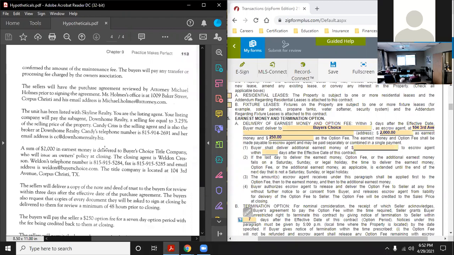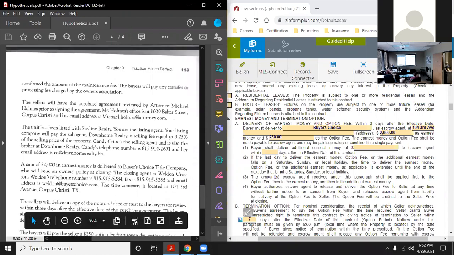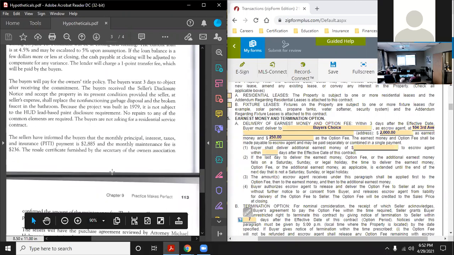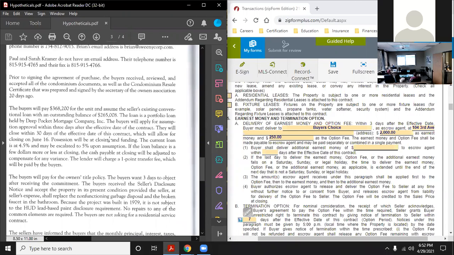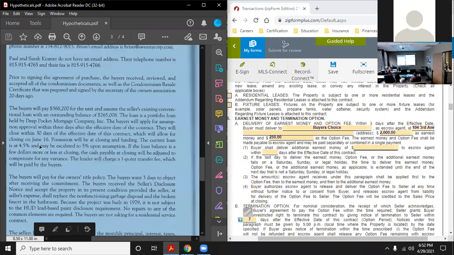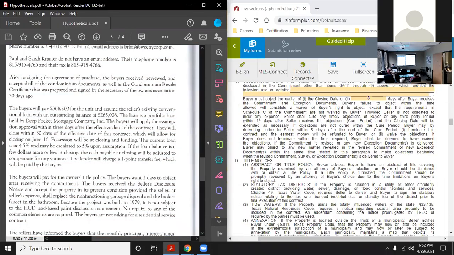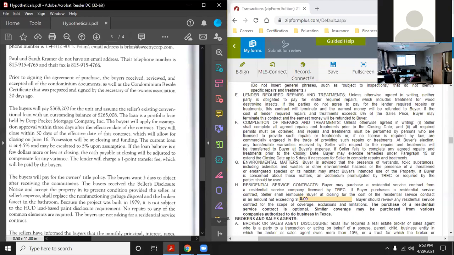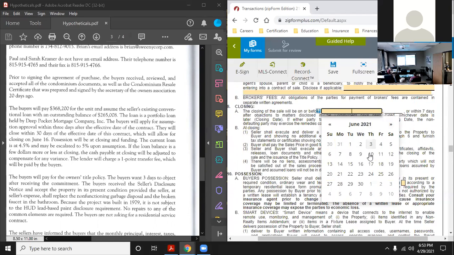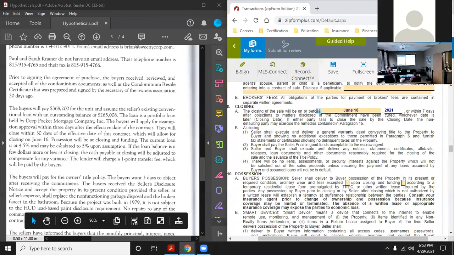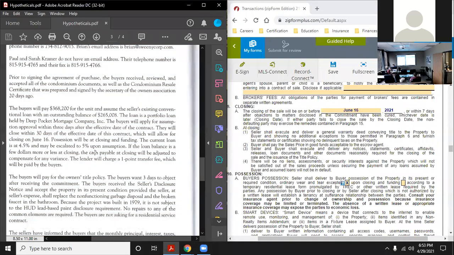Now it says up here, I believe, I thought it had something about the closing date. Maybe I made that up. Oh, here you go. Okay. So the 30 days is the effective date of this contract, which will allow for closing on June 16th. So in this situation, you go. So this is going to be June 16th, according to this right here. So possession will be at closing and funding.